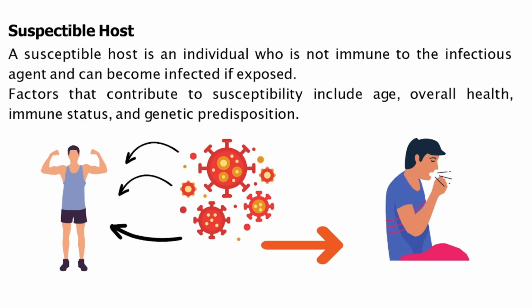Now, the most important factor of the chain of infection is the susceptible host. A susceptible host is an individual who is not immune to the infectious agent and can be infected if exposed. Factors that contribute to susceptibility include age, overall health, immune status, and genetic predisposition. Like you can see in this picture, there is a man who is healthy, but when he is exposed to some type of virus, then he becomes sick.